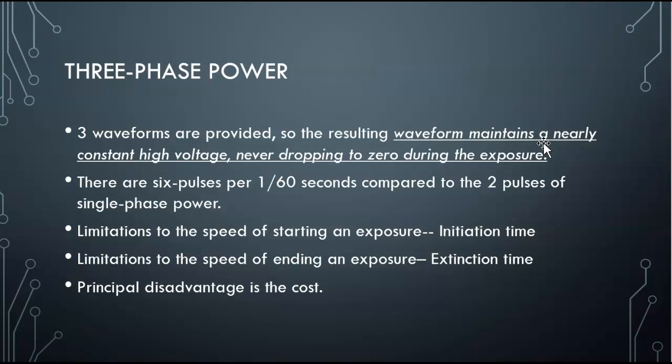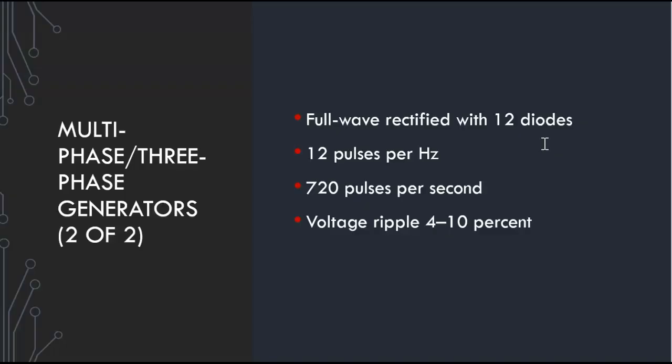There are limitations to the speed of the start of an exposure, the initiation time and the extinction time. Initiation time is how long it takes for you to start the exposure, and the extinction time is how long it takes to end the exposure. Both are limited with this, and the principal disadvantage is money. Everything comes down to money, right?